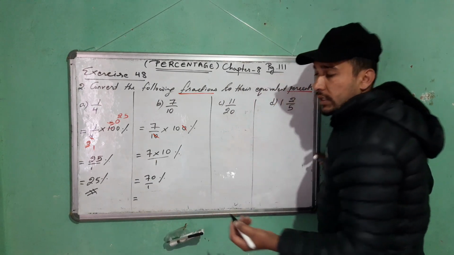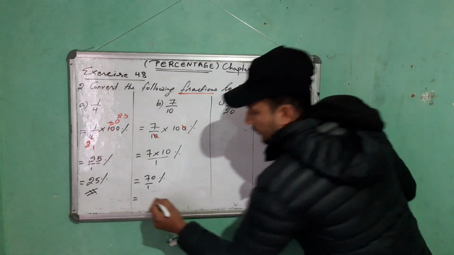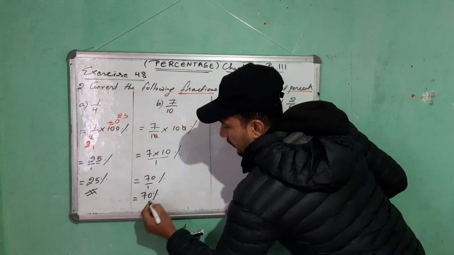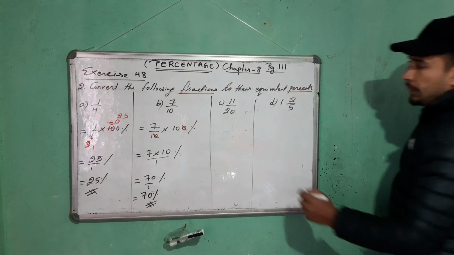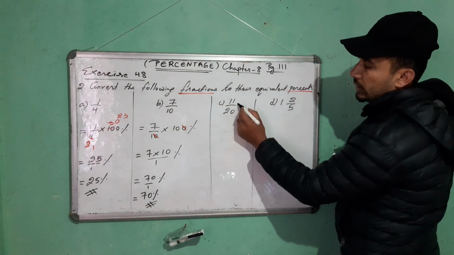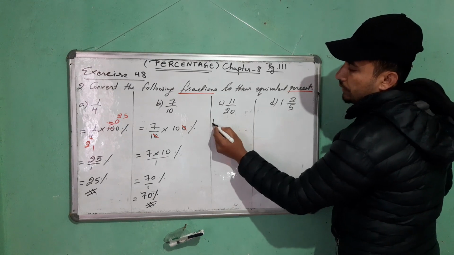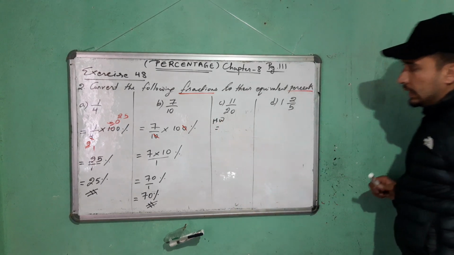7 into 10 is 70 upon 1%. 70 upon 1. If there is 1 in denominator, no need to write that one. Okay, 70% only. Simply write 70%. Next, this you try on your own. 11 by 20. This is your homework.